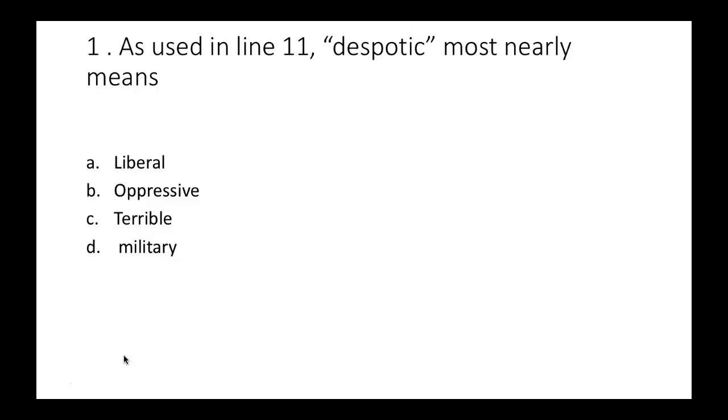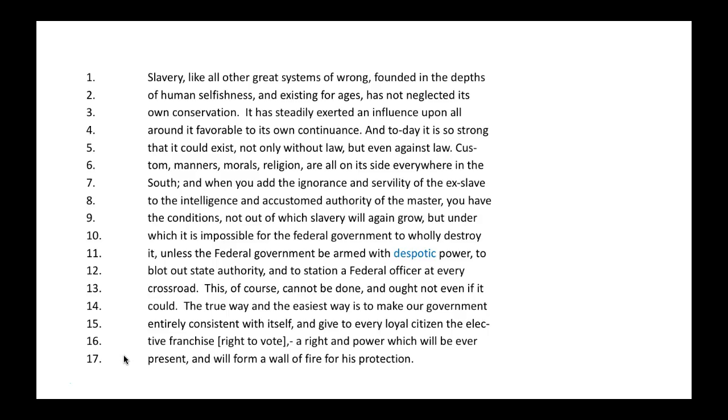First question, as used in line 11, despotic most nearly means A, liberal, B, oppressive, C, terrible, D, military. Although despotic might mean oppressive, that is not the way that the author used it in this passage. So let's look at despotic in context. You'll see it's highlighted blue.